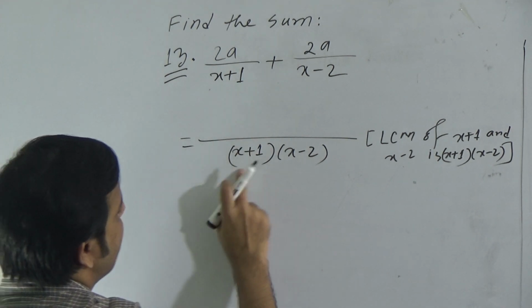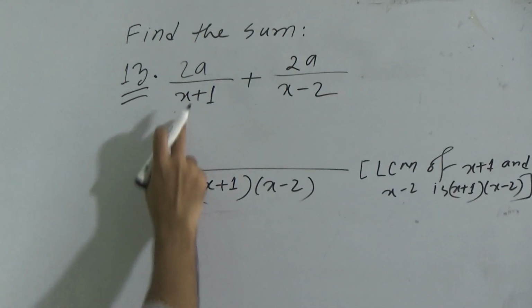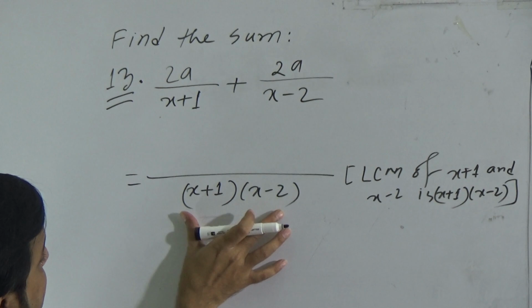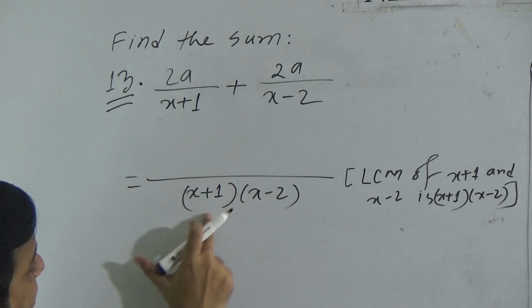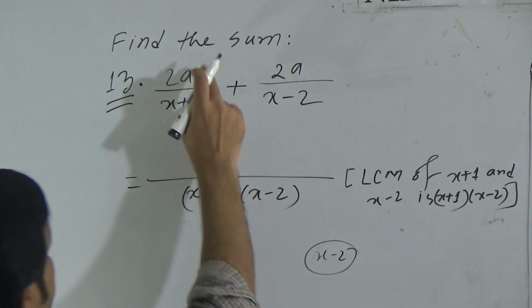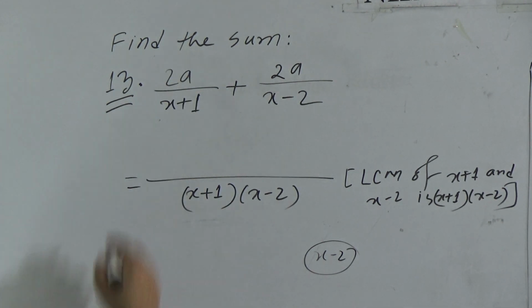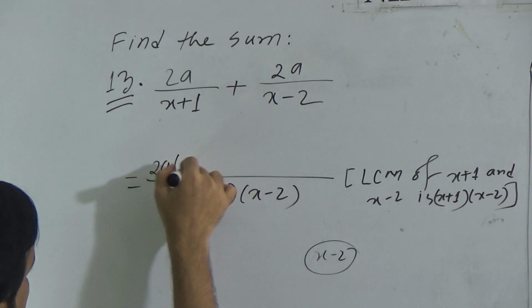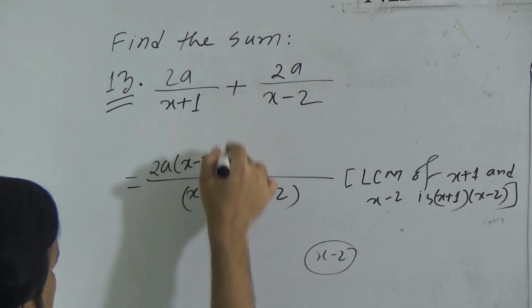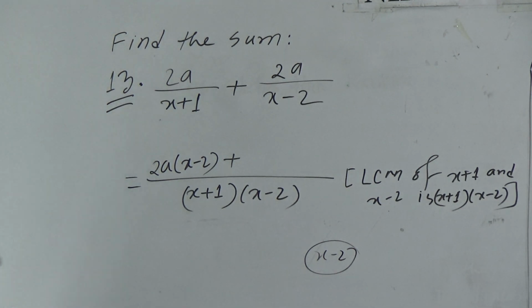So we have to divide this by x plus 1. In case of first fraction, we have to divide by x plus 1. So if we divide this by x plus 1, we will get the quotient x minus 2. So we have to multiply the numerator of first fraction by x minus 2. So we have to write 2a into x minus 2.